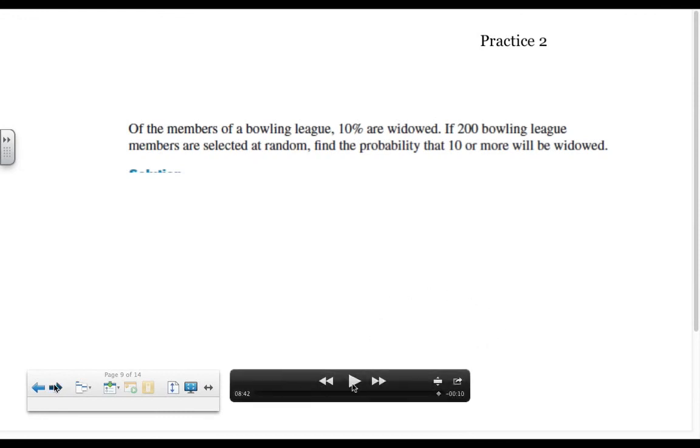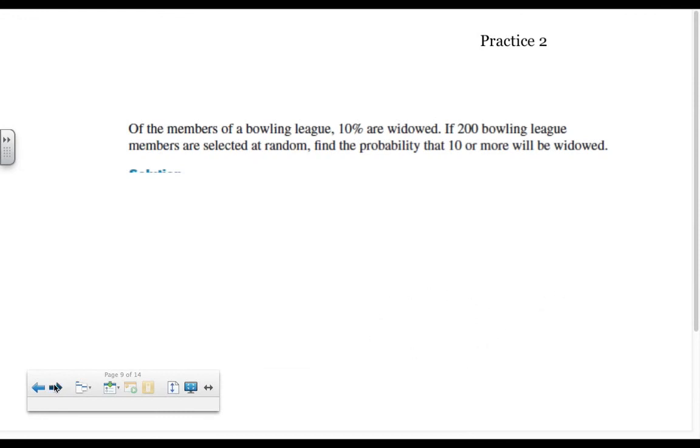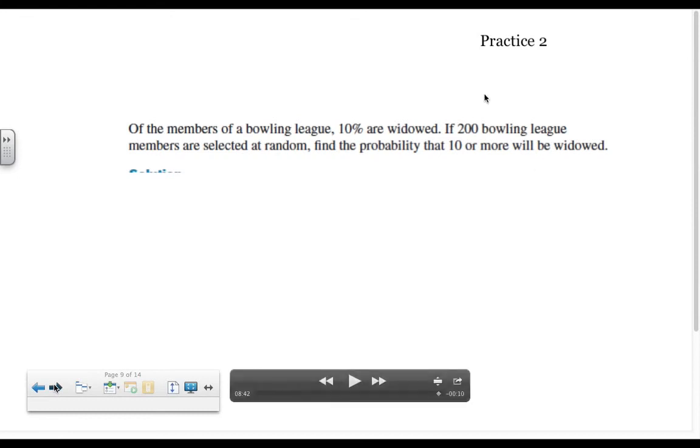All right, practice problem 2. Among the members of a bowling league, 10% are widowed. If 200 bowling league members are selected at random, find the probability that 10 or more will be widowed. So we're going to pause the video, do the problem, and then I will talk about the solution.